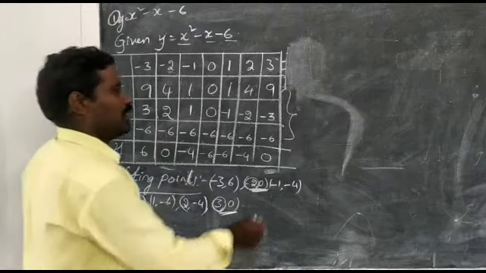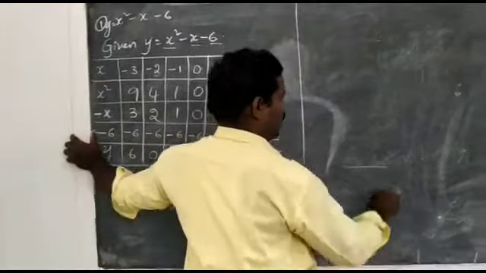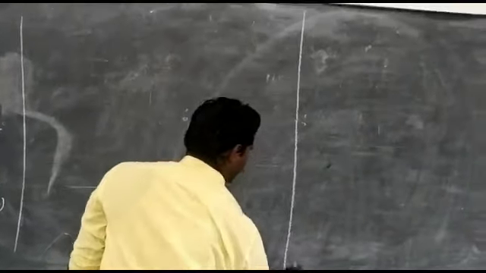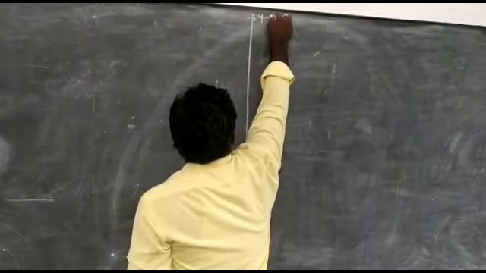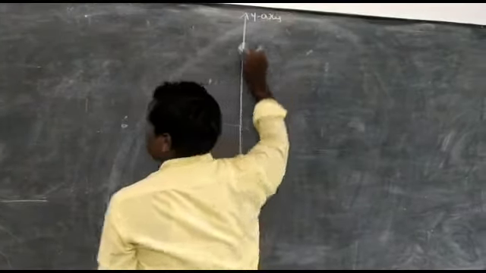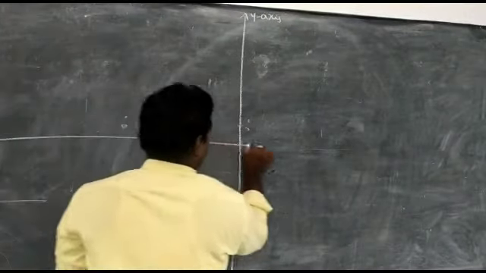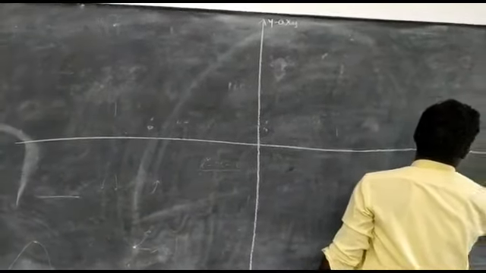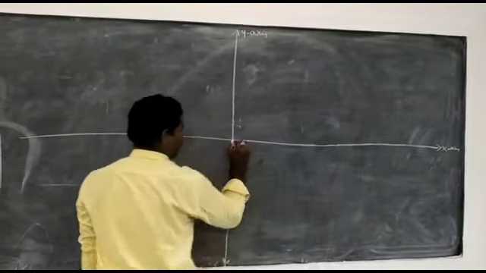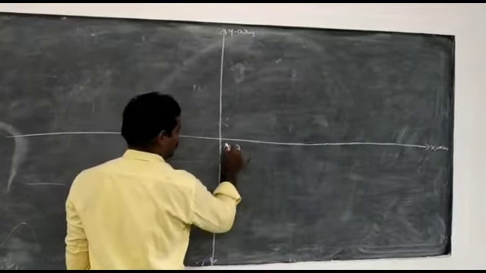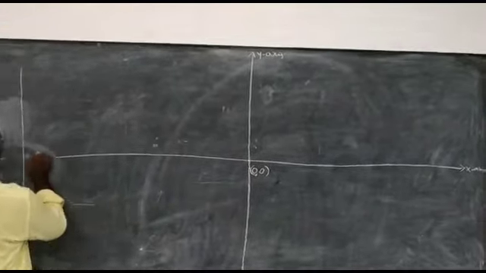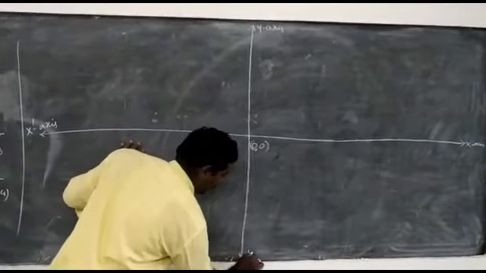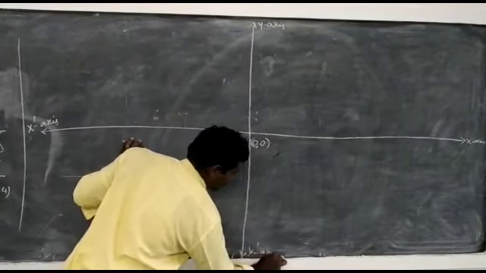Now we are going to the graph sheet. I will draw the x and y axes. This is the y axis. This is the x axis. And this is the intersecting point, the 0, 0 coordinates. And it is the x dash axis and the y dash axis.